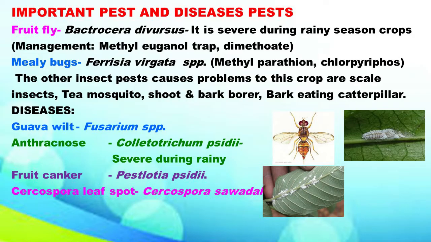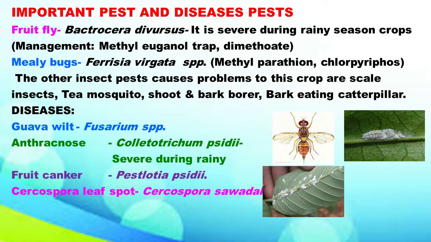Now, diseases. Guava wilt is a very prominent and very serious disease of this crop, and due to guava wilt, the entire orchard is devastated. It is caused by a number of factors. Fusarium species is one of the factors, and some detailed management practices are there for guava wilt.